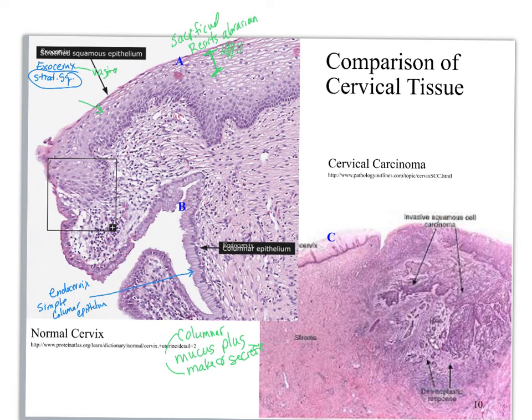Now let's look at this. This is going to be the lamina propria. So this is our areolar connective tissue proper. Now you look over here and you're going to see that the collagen fibers have gotten denser. So this looks to me more like dense irregular.